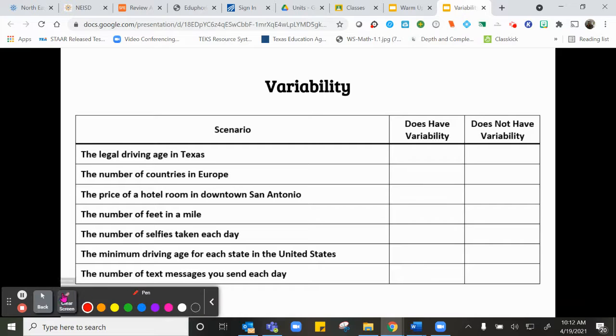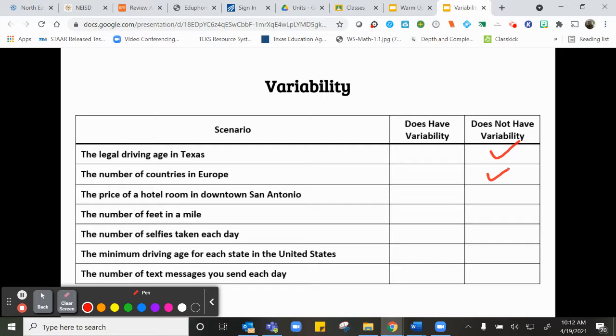The first one, the legal driving age in Texas. Well, right now that is 16. So that is one number, one answer. So that does not have variability. The number of countries in Europe. Well, once again, that is a set number. So it does not have variability.